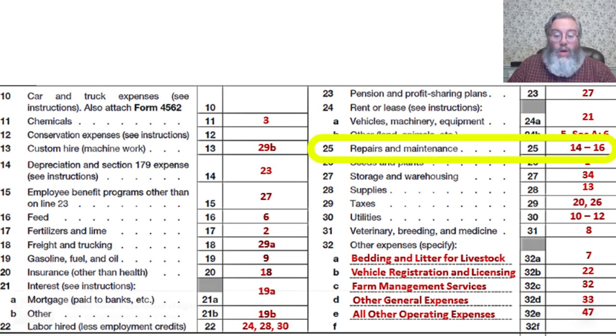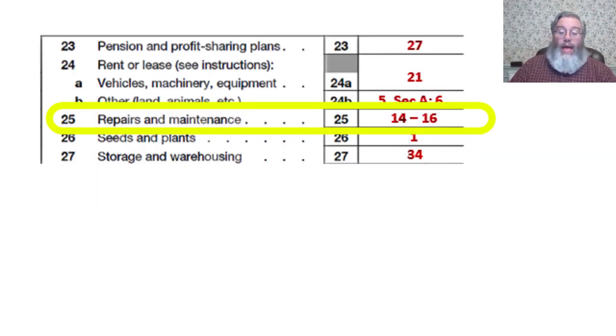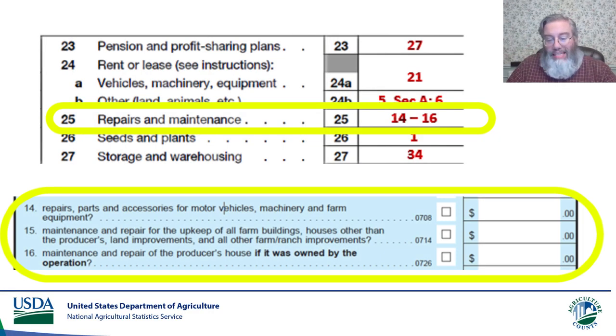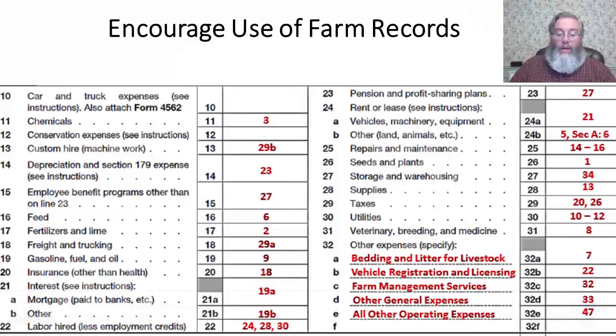As you can see, repairs and maintenance expenses are listed as one line of the Schedule F, but are broken out as 3 separate lines on the ARMS 3 questionnaire. Of course, this is only a general guide. Use your best judgment before recording data on the questionnaire. In the end, the operator's best estimate is acceptable for responses if there are no records available.